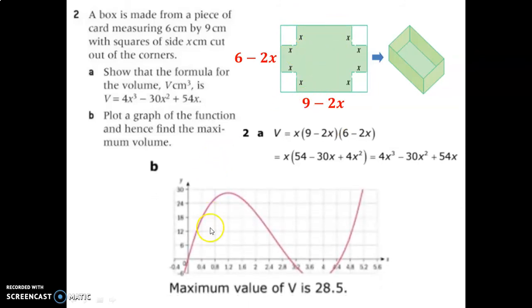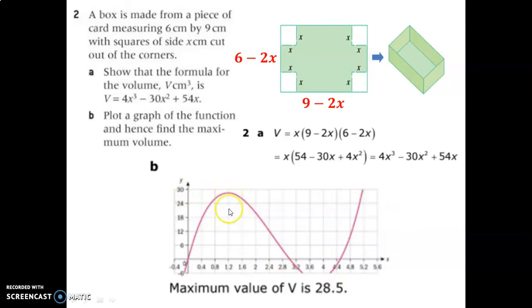Well, once you've graphed it, you should see this graph on your calculator. It has a maximum point, it has a minimum point. So if we want to optimize the volume, we want to find the maximum volume. So y values here are volume, and we can see the max is here. The maximum occurs at 28.5. Sorry, that is the maximum volume.